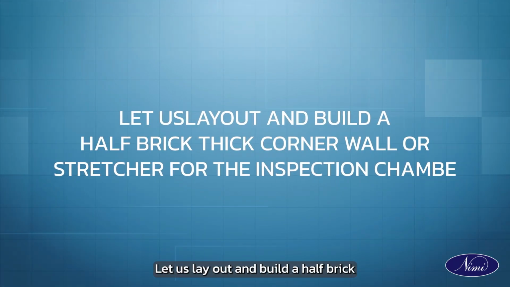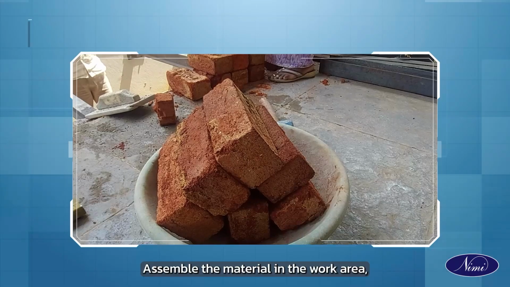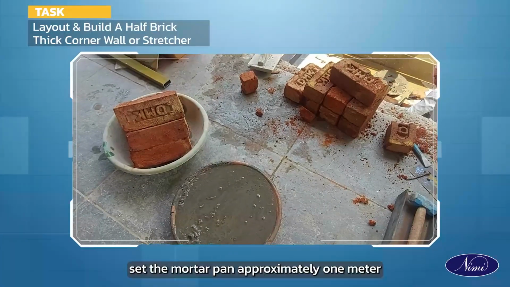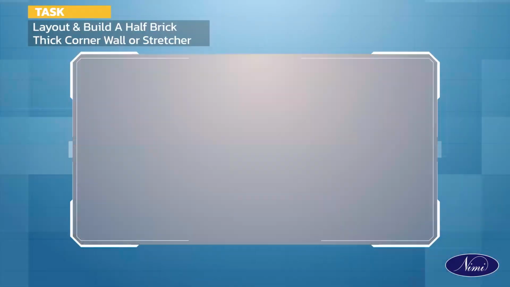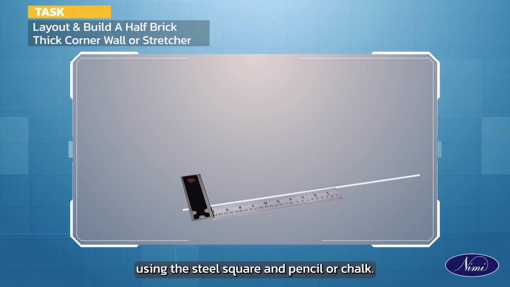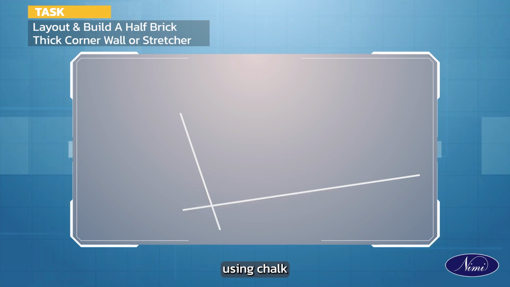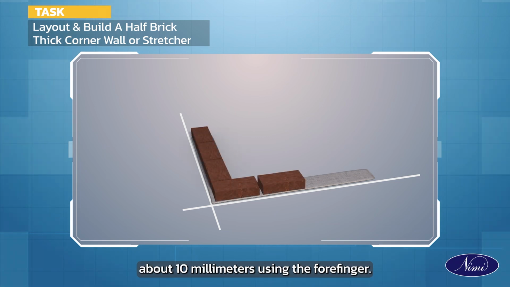Let us lay out and build a half brick thick corner wall or stretcher for the inspection chamber. Assemble the material in the work area. Set the mortar pan approximately 1 meter from the wall to provide sufficient working space. Lay out the L corner on the floor using the steel square and pencil or chalk. Extend the line a little longer than the actual corner measures using chalk. Lay out the first course of dry bond, keeping the head joint uniform at about 10 mm using the forefinger.